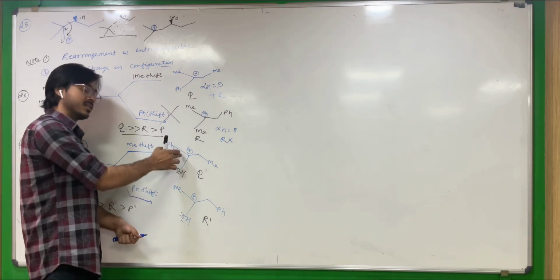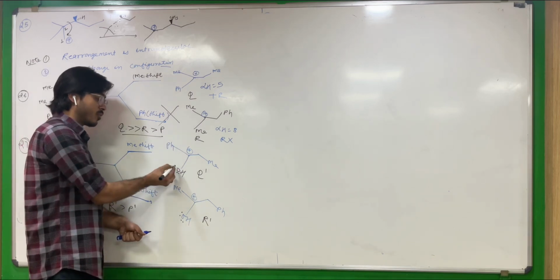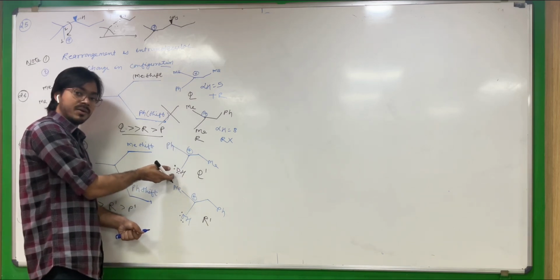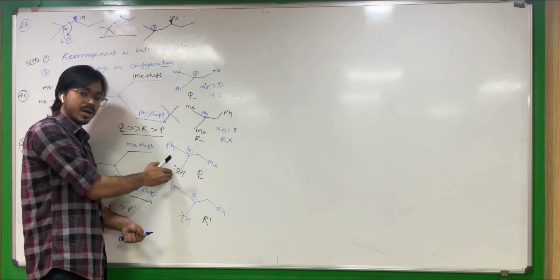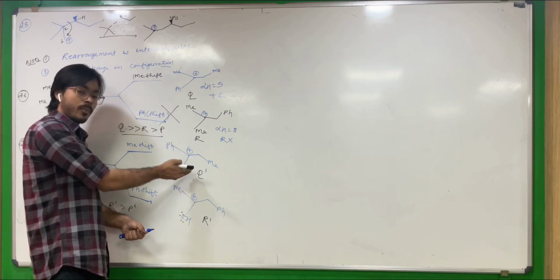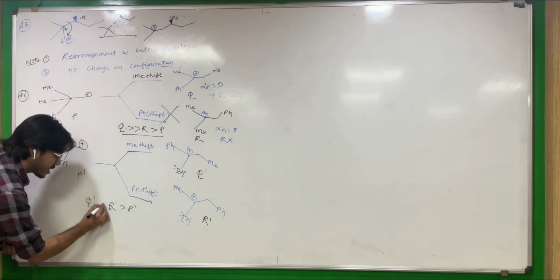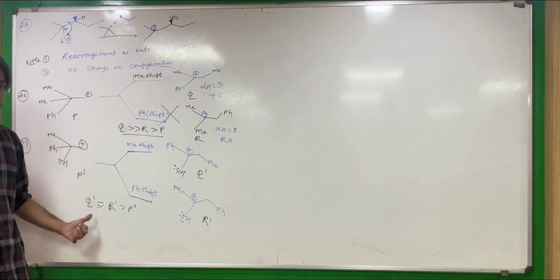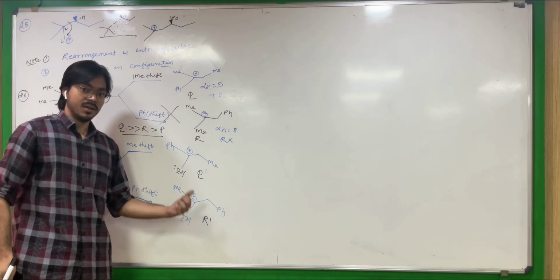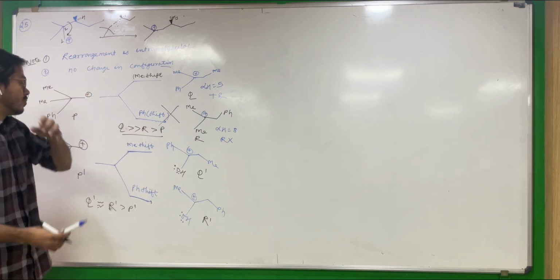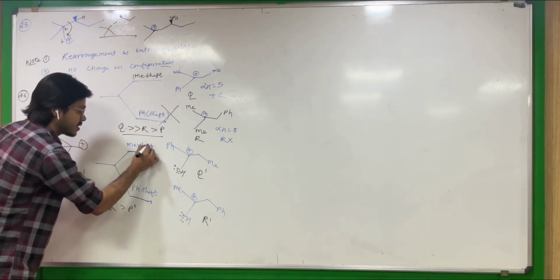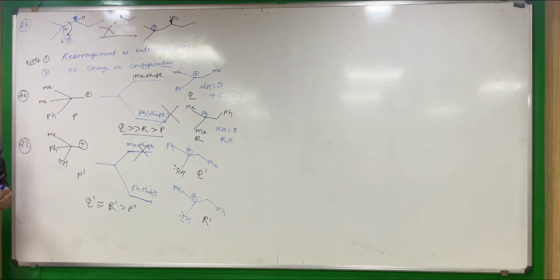Here, due to phenyl, there is some plus R effect, but the more important reason for stability is back bonding. It has a lone pair available, so it will be more stable due to back bonding through the lone pair of oxygen. So Q dash and R dash will have similar stability. Q dash will be slightly more stable, but they have similar stability. Now in this case, methyl shift will not take place. Phenyl shift will take place in this case.